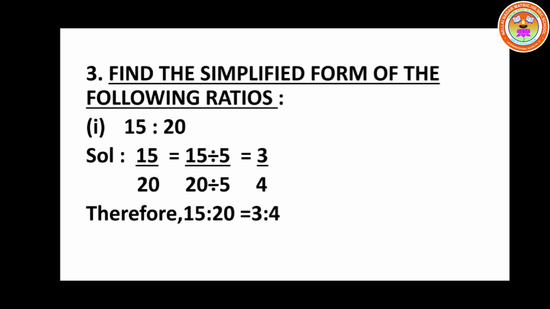15 divided by 20. By seeing the numbers themselves, you can find out easily that both will divide by 5. So 15 divided by 5 and 20 divided by 5. How many times will 5 go into 15? 3 times. 5 3s are 15 and 5 4s are 20. So 3 by 4. Therefore 15 is to 20 is equal to 3 is to 4.